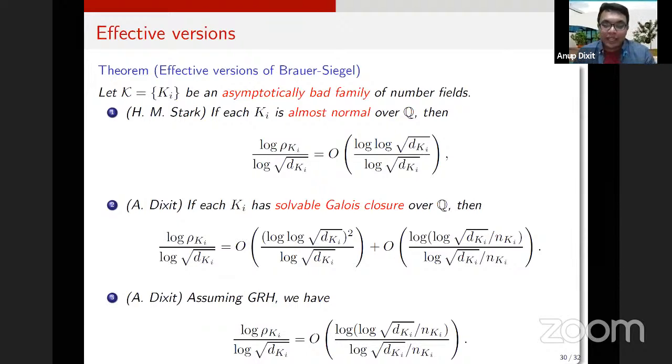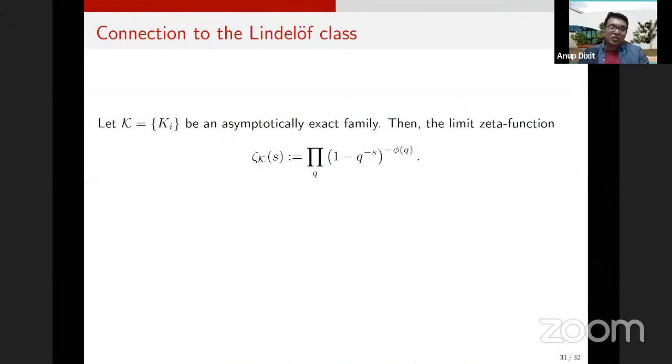So now let me end by bringing your attention back to what we started off with. We started off with this Lindelöf class, and we introduced this new class M, where we defined everything. Let me just show a certain connection of this particular problem to this Lindelöf class setting. In fact, these objects that we were studying over asymptotically exact families, we wanted to show the certain way this log of the residue over log root discriminant behaves. Those have interpretations in terms of what are called limit zeta functions.